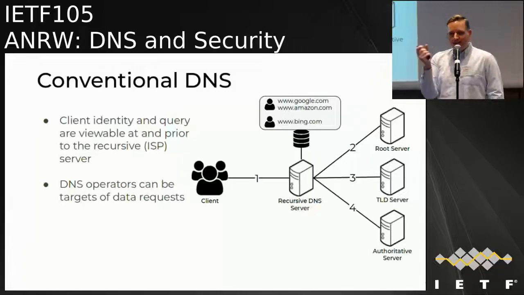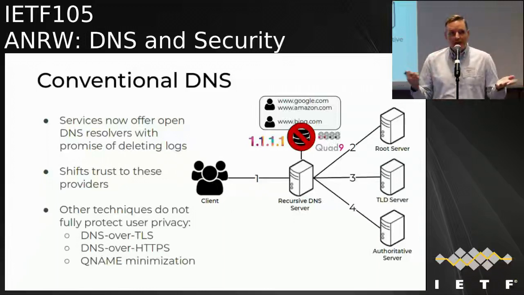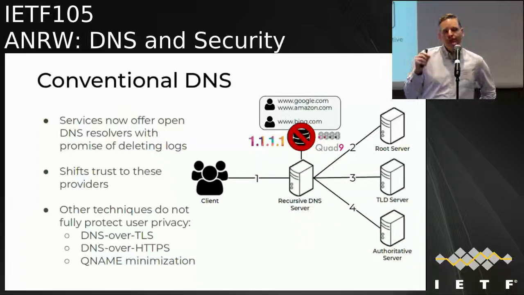And so it's this dangerous position where we're trusting these ISPs or any recursive resolver to hold all of this information. There are these cloud services, Google, Quad9, Cloudflare, that are offering recursive resolvers openly, and they say, obviously they're not going to keep logs, which is likely true. There's too much data to actually store this kind of thing, but it doesn't actually solve the problem.